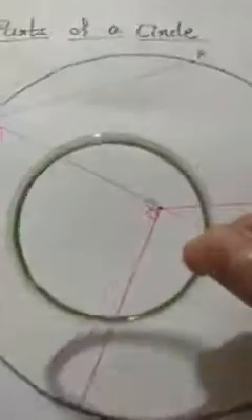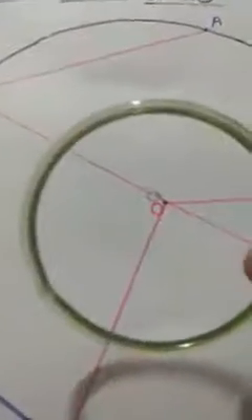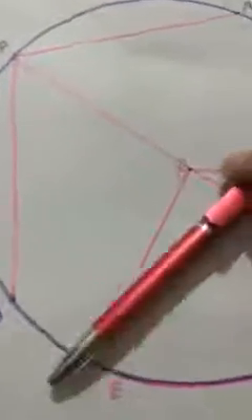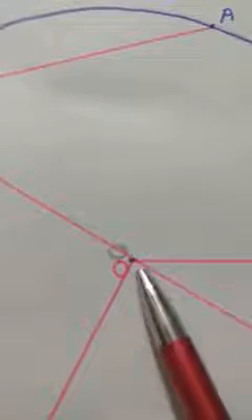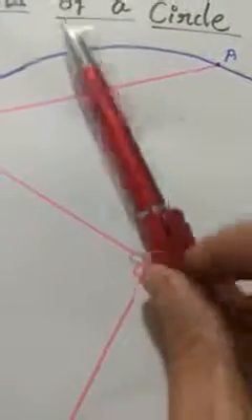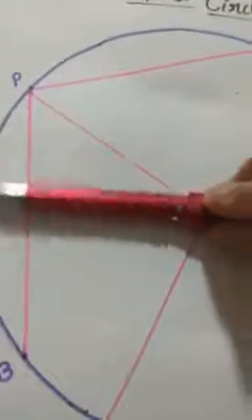Then what is a circle? How to define a circle? A circle is a fixed path equidistant from a fixed point. See, this is the fixed point, say O. From this point, we can say this is a fixed point. We can draw a circle from this point O using a compass. So let us draw a circle.